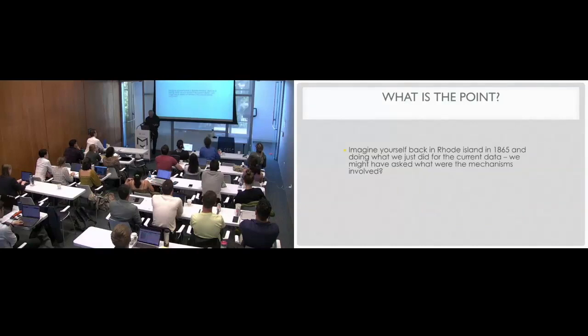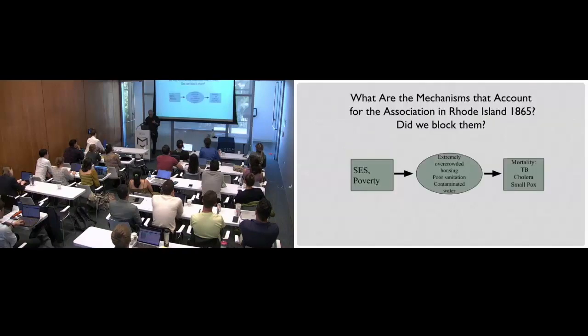So what's the point? Imagine yourself back in Rhode Island in 1865 doing what we just did for the current data. We might have asked, what were the mechanisms involved? And at that time, we would have put in things like this: extremely overcrowded housing, TB is a problem, poor sanitation, contaminated water, and more people are dying of TB, cholera, and smallpox.